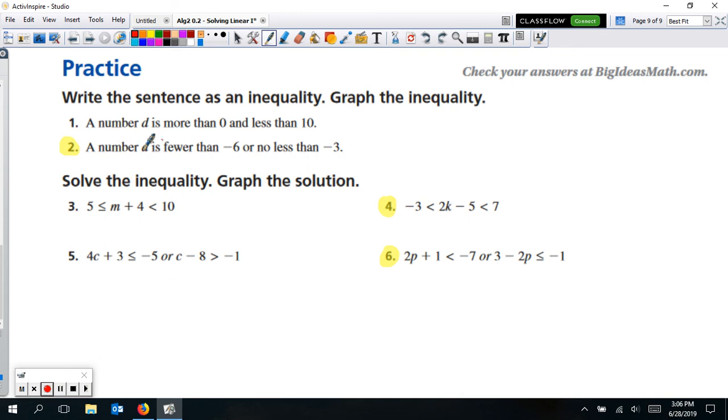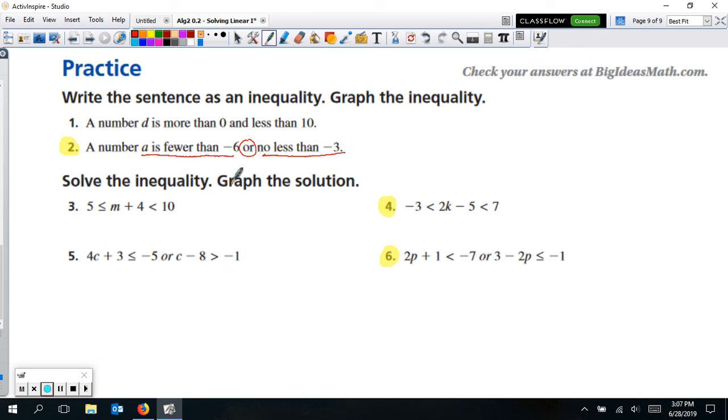Let's do number 2. I'll have you try number 1. Let's just do number 2 together. So a number a is fewer than negative 6. So right there, there's your one inequality. A is fewer than negative 6. Or, there's your inequality word, your conjunction word. Or a is no less than negative 3.